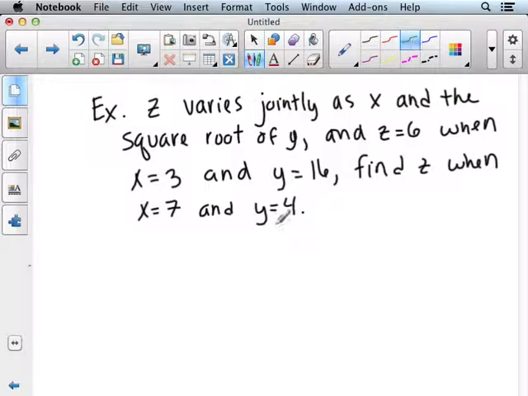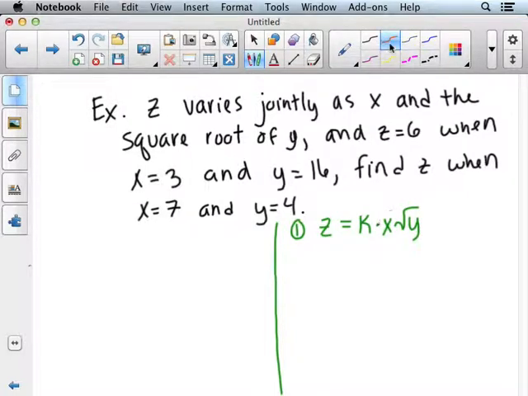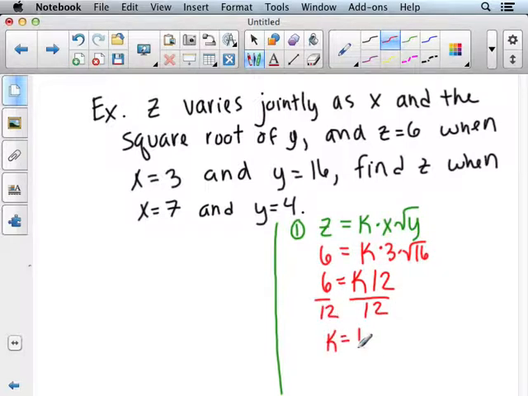So I'm going to do this in two ways. I'm going to do it with the equation. I'm going to do it using a proportion. So z varies jointly, so z equals k as x and the square root of y. So times x times square root y. z equals 6. So I'm going to say 6 equals k times 3 times the square root of 16. I'm going to solve for k. So 6 equals k times 3 times 4, which is 12. Divide by 12. k equals 1/2.